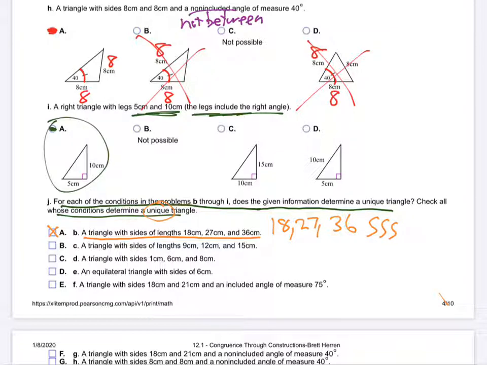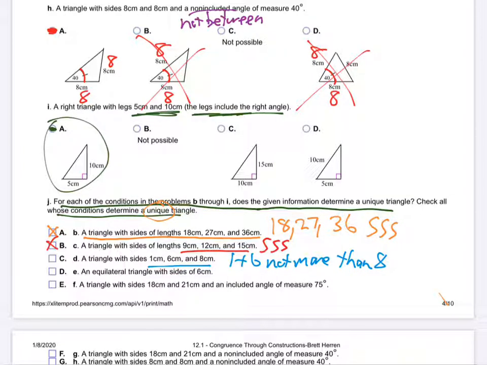How about the next part? Sides 9, 12, and 15. Well, it's the same thing. Yeah. Side, side, side again. How about the next one? 1, 6, and 8. Remember that? That's the one that was fairy tale. That doesn't work. 1 plus 6 is not more than 8. It's supposed to be. That one doesn't even exist. So no, it's not a unique triangle. It's not a triangle at all.